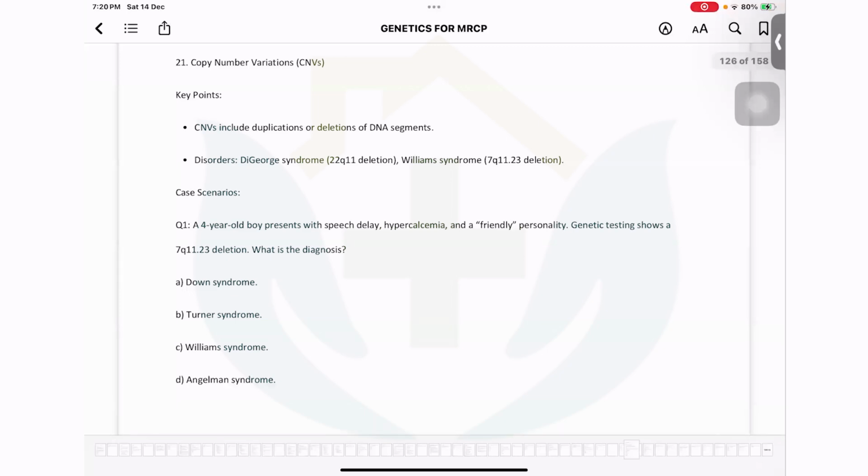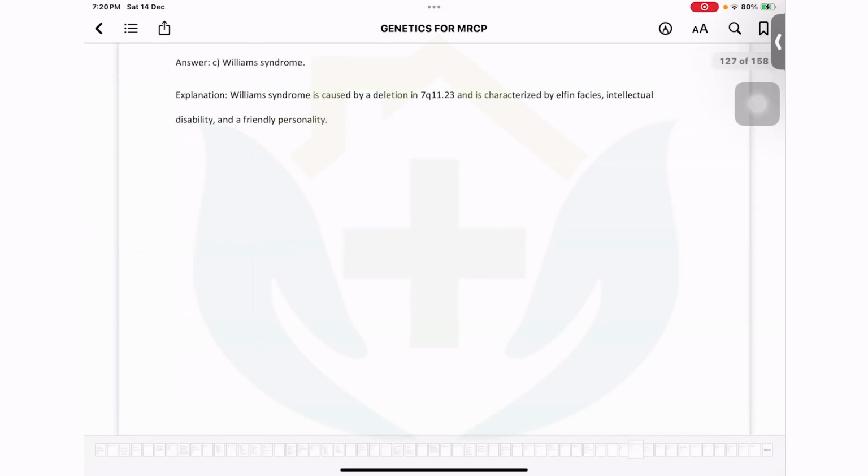So even by ruling out the options, you can reach the answer. MRCP guys are very wise. When you go for tough questions like these, they will give you negative answers also. So A, B, and D are ruled out. A good student who has read everything will be able to reach the diagnosis even if they don't know Williams syndrome. So this is Williams syndrome caused by a deletion. They have elfin faces, they have intellectual disability, but they're very friendly.